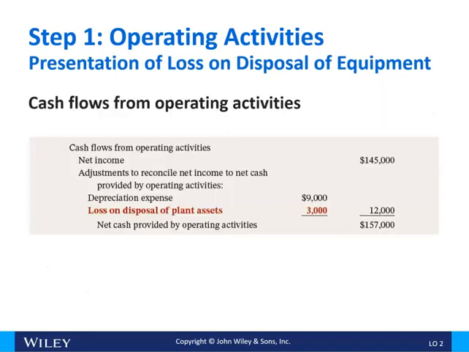So we had a loss on disposal of plant assets of $3,000 on the income statement. We saw that a few slides ago. So we add that back to net income, just like we're adding back the depreciation expense.